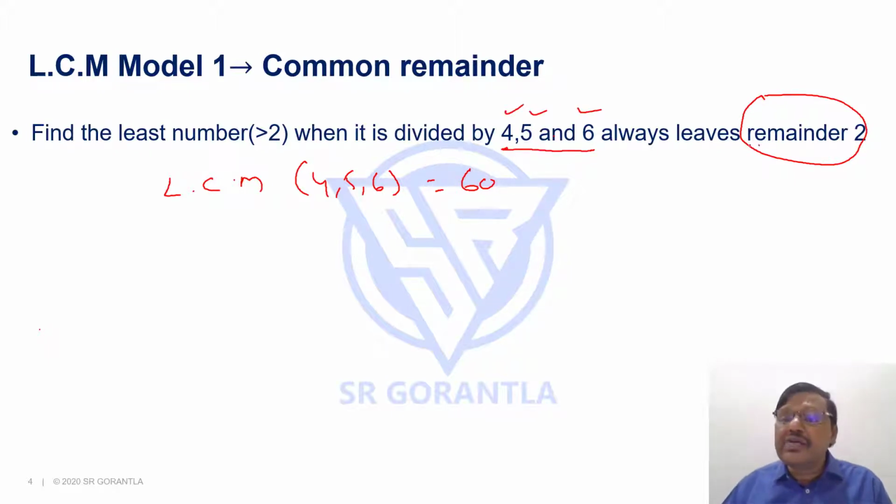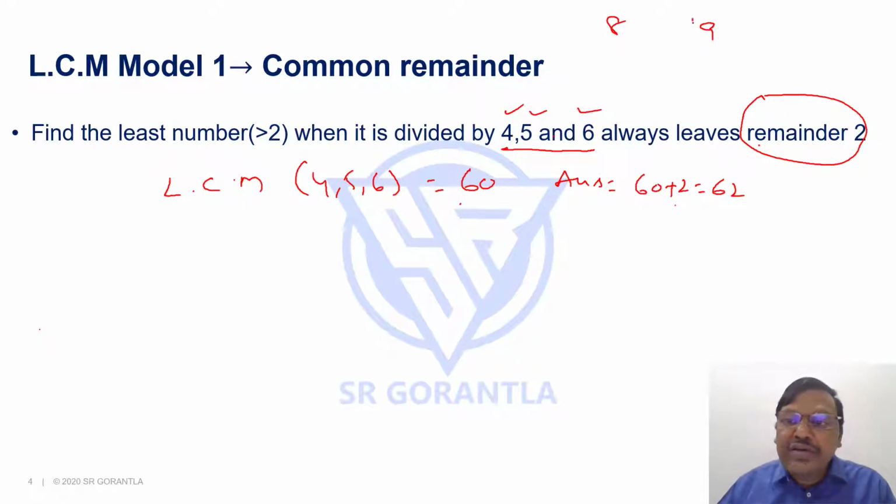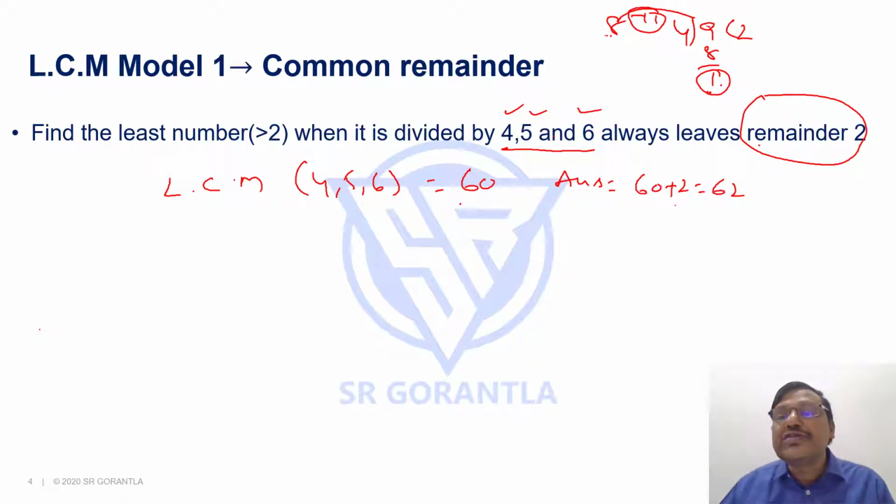But I want remainder 2, which means my answer should be 2 more than this 60. 60 plus 2, 62. Why should it be 2 more? Let me just give an example. Say 8. Is 8 divisible by 4 exactly? Yes. So 8 is a multiple of 4. Now 9. 9 when divided by 4, what is the remainder? 4 2s are 8, remainder 1. Why is there a remainder 1? Because this 9 is 1 more than 8, which is a multiple of 4.